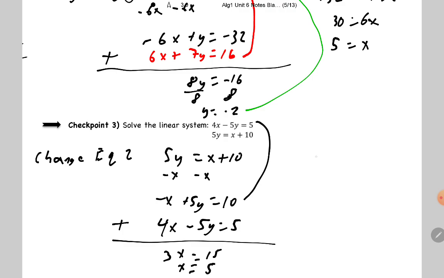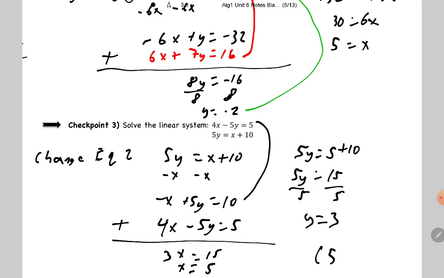Plug this back into one of the equations. I'm going to plug it into equation 2. So 5y equals x, which is 5, plus 10. So 5y equals 15. Divide both sides by 5 to get y equals 3. So my answer is 5, 3. And up here it was 5, negative 2.